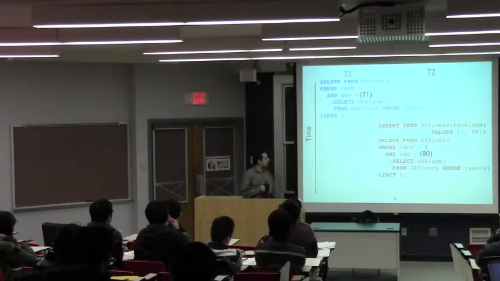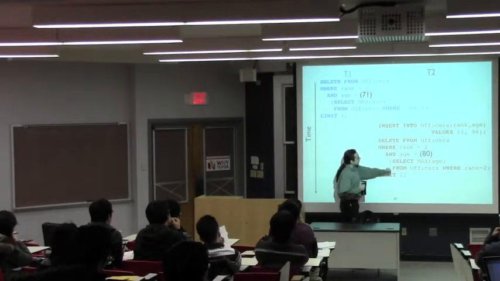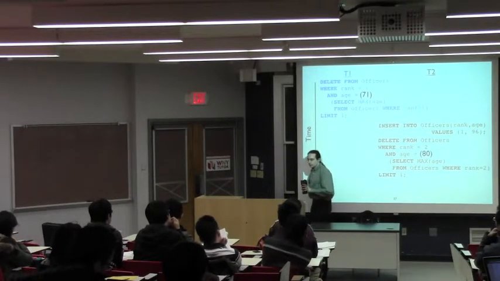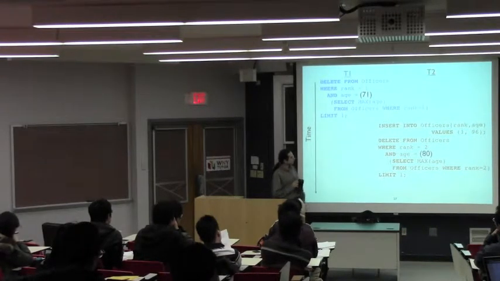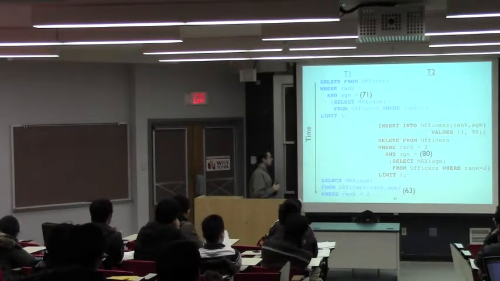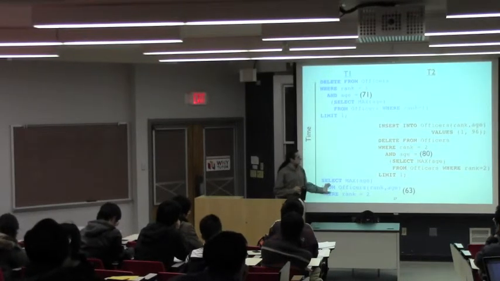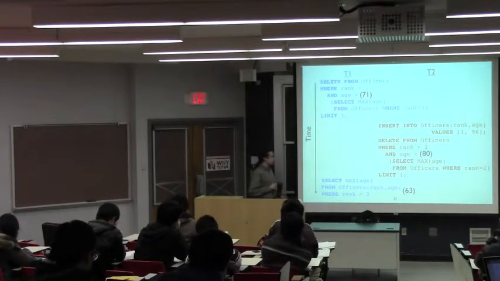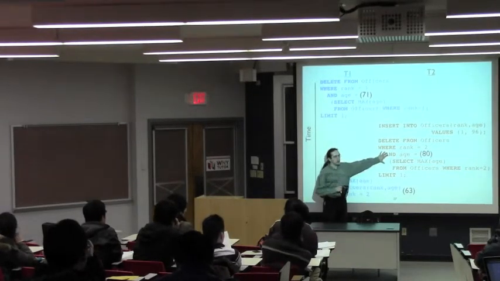Now transaction 2 comes along and does something very similar, except now it's going to delete the oldest officer of rank 2. And let's say again, for the sake of argument, that age is 80. Finally, transaction 3 comes along, transaction 1 wakes up again, and it tries to figure out who the oldest officer is of rank 2. And note that this has been modified by transaction 2.